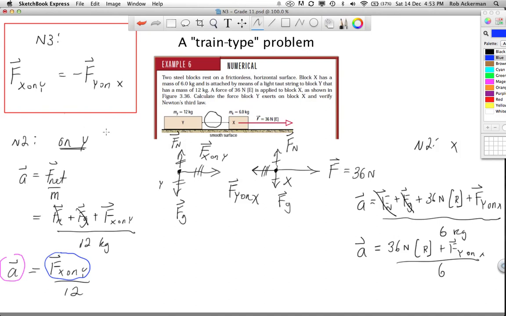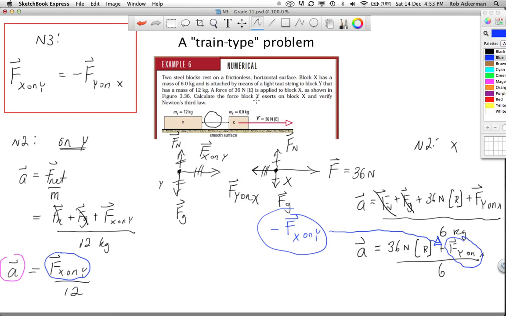So I can actually replace this by using negative Fx on y. That can be subbed in there. And this is just the same variable as that. So we don't really have a new variable here. What else have we got? We've got acceleration, and we had acceleration there.